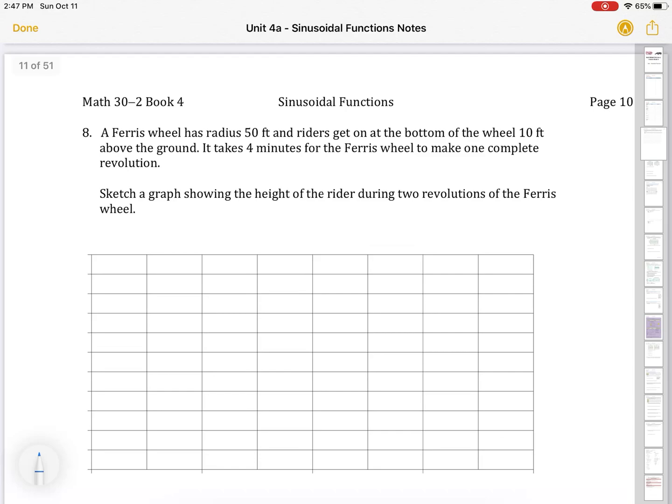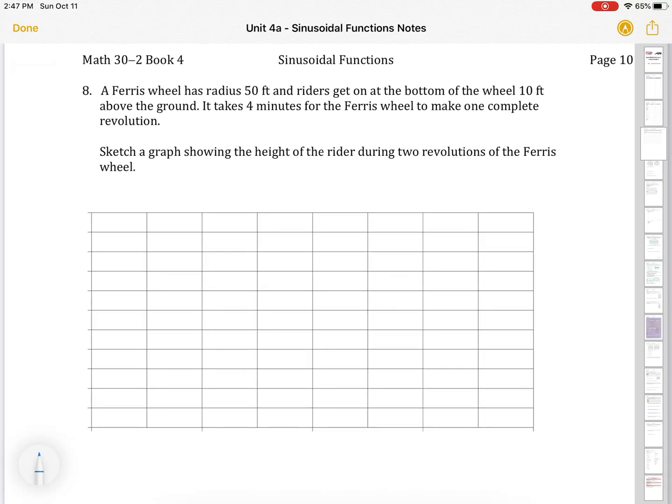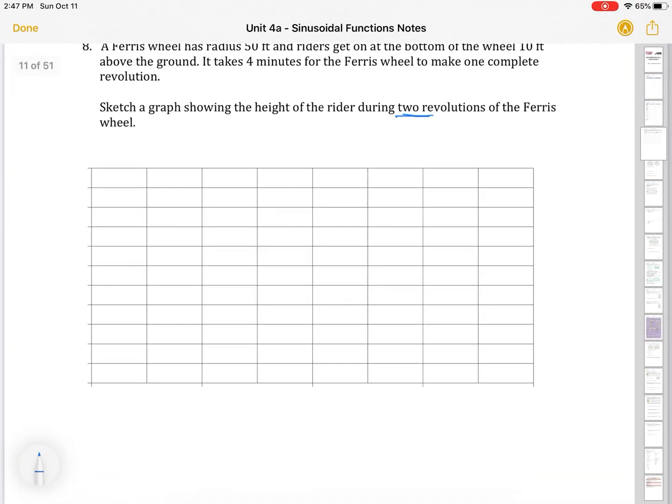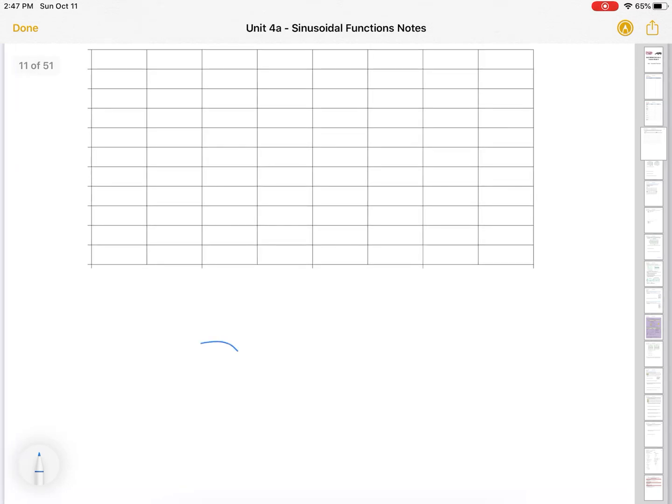Now it says a Ferris wheel has a radius of 50 feet and riders get on the bottom of the wheel 10 feet above the ground. It takes 4 minutes for the Ferris wheel to make one complete revolution. Sketch a graph showing the height of the rider during 2 revolutions of the Ferris wheel. So, using what we know, let's draw a picture first of our wheel, because that will help.